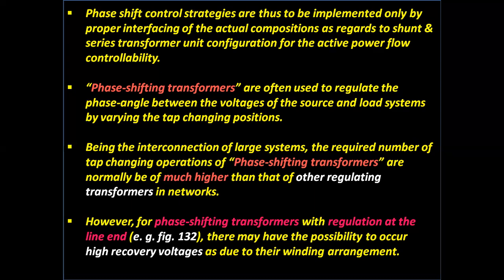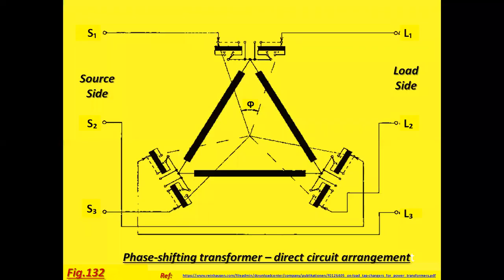However, for a phase shifting transformer with regulation at the line end, see figure 132, there is the possibility of high recovery voltages due to their winding arrangement. See the diagram. One is source side, another is load side. Phase shifting transformer, that is direct circuit arrangement.